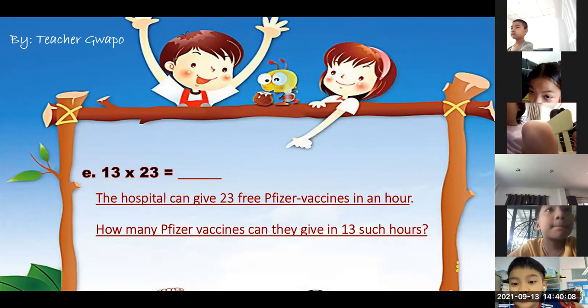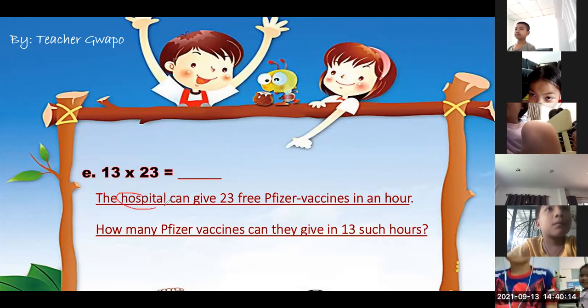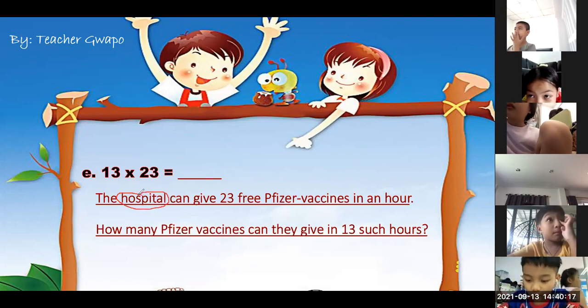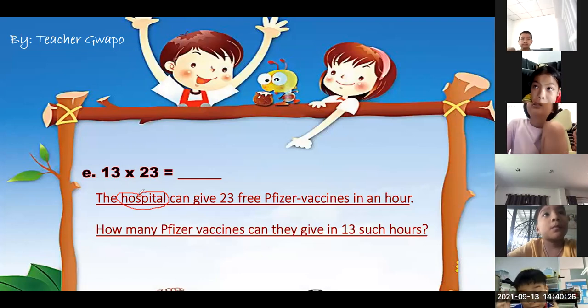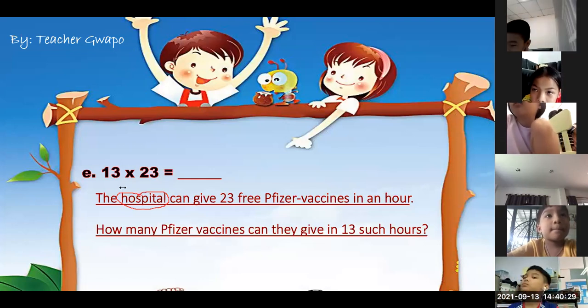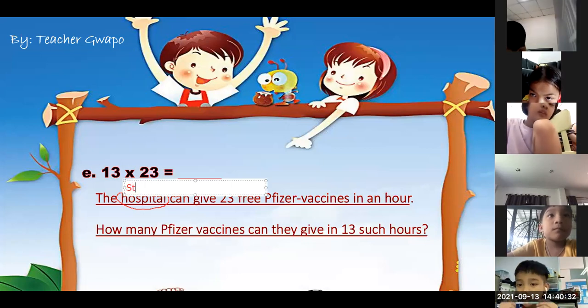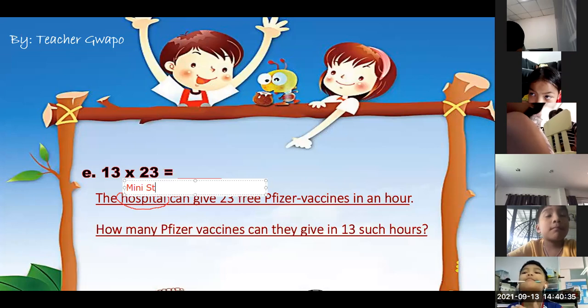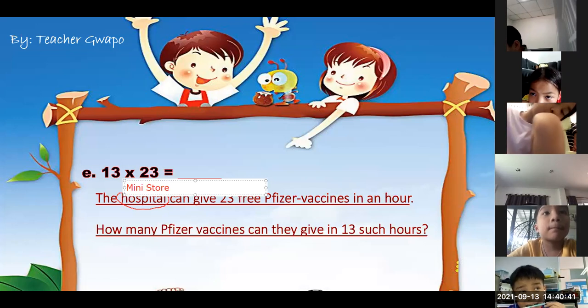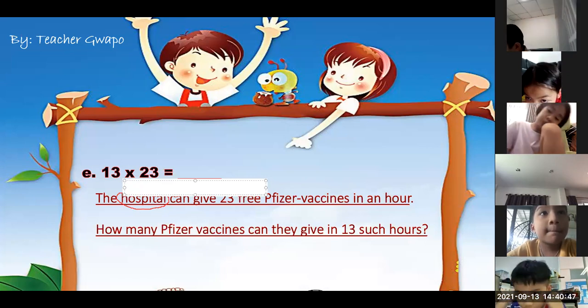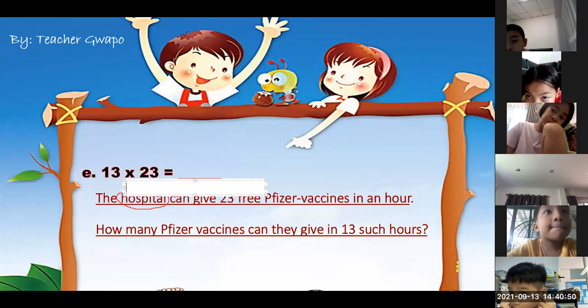Here, the place is a hospital, right? Instead of hospital, you can change this one. What place do you want here? Let's say a store, or a 7-Eleven mini store. Let's be specific here: 7-Eleven.